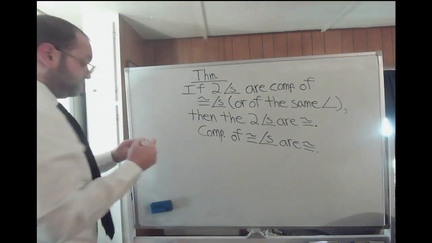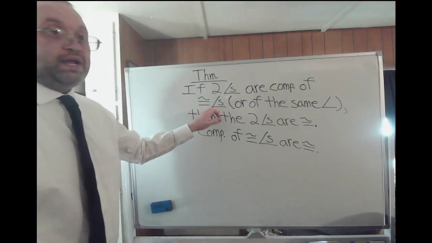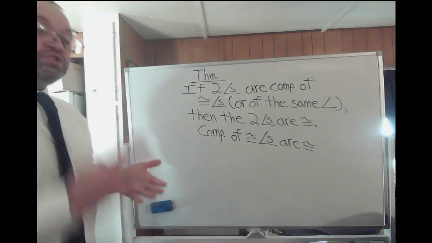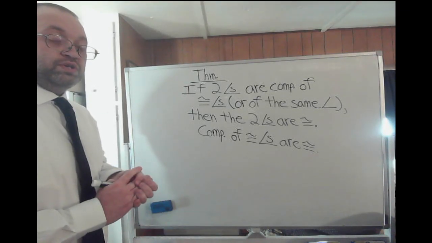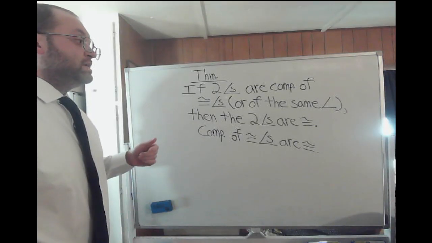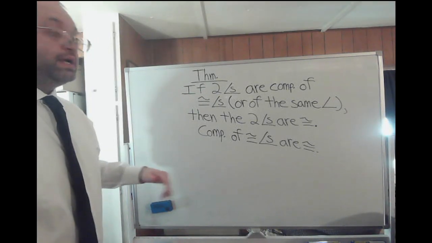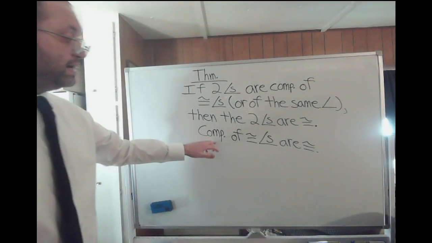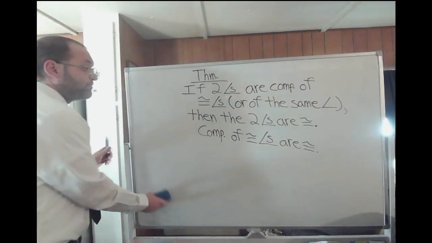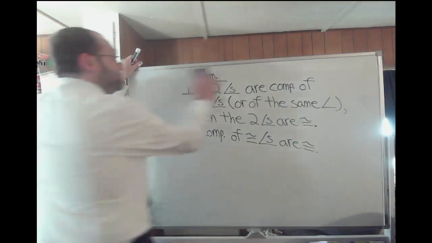So this second theorem states that if two angles are complements of congruent angles or of the same angle, then the two angles are congruent. So if you have two congruent angles, and then you have two complements of those congruent angles, the complements are congruent. And you can abbreviate it in a proof writing comp of congruent angles are congruent. So that's really it for the theorems. Now we're going to do some proofs.